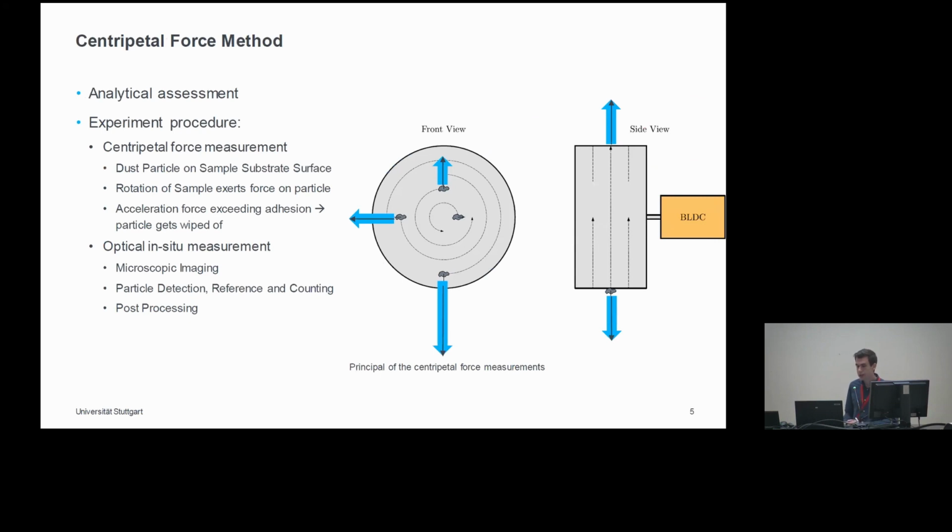The adhesion forces in this work were measured with the centripetal force method. If you apply a force to an individual particle and exceed the adhesion force, it will move. So we apply a force by rotating a sample surface. If the centripetal force and gravity combined exceed the adhesion force of the particle, it will spin off the surface. So we spin the surface to different rotational speeds and monitor the particles with a microscope in situ in a low-fidelity environment.